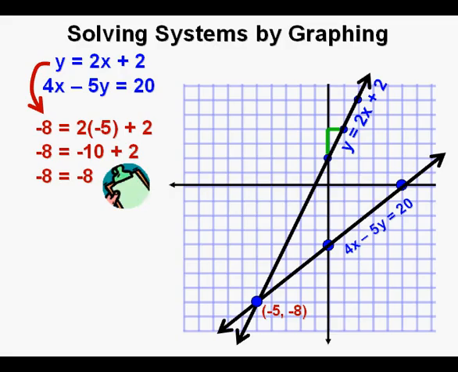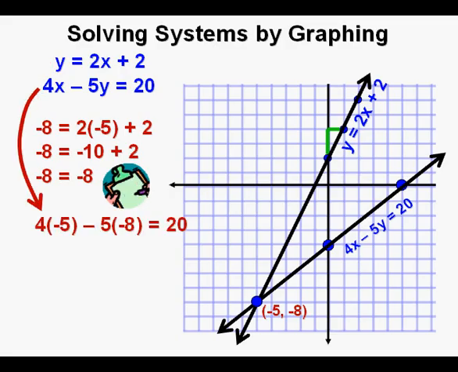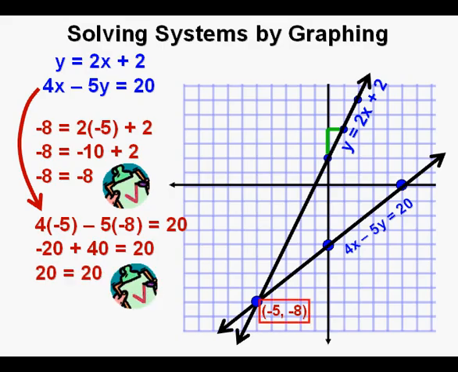Now we continue our check of the solution using the other equation. That is 4 times -5 minus 5 times -8 equals 20. That becomes -20 plus 40 equals 20. And this becomes 20 equals 20, check. We verified that (-5, -8) is the correct solution.